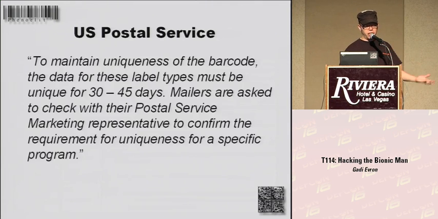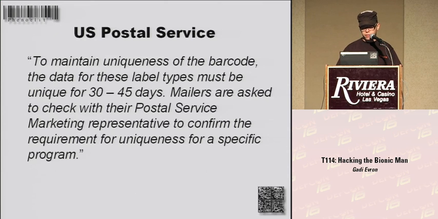Now, this unique identifier could be a problem because we're not able to predict it, but then in the same specs it says, to maintain the uniqueness of the barcode, the data for these label types must be unique for 30 to 45 days. Mailers are asked to check with their Postal Service marketing representative to confirm the requirement for uniqueness. So it's absolutely random. It doesn't really care.